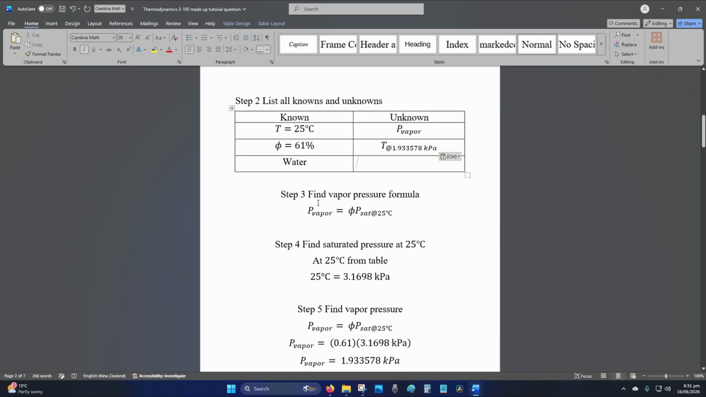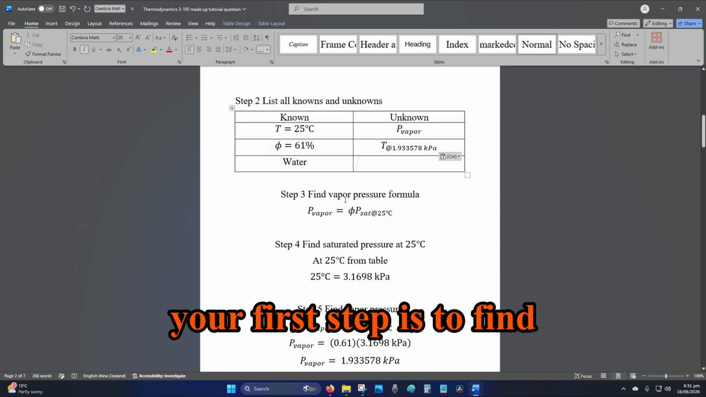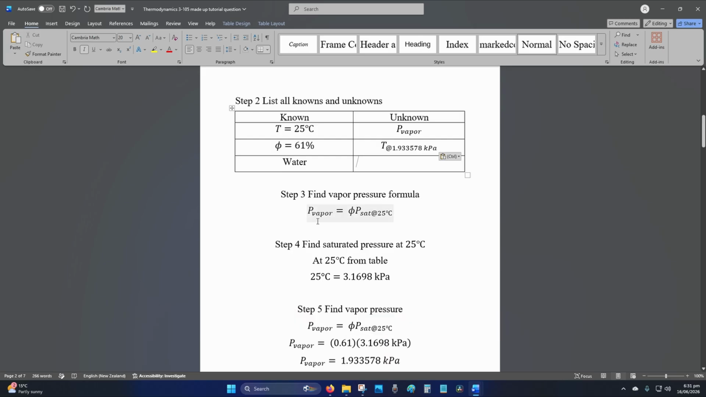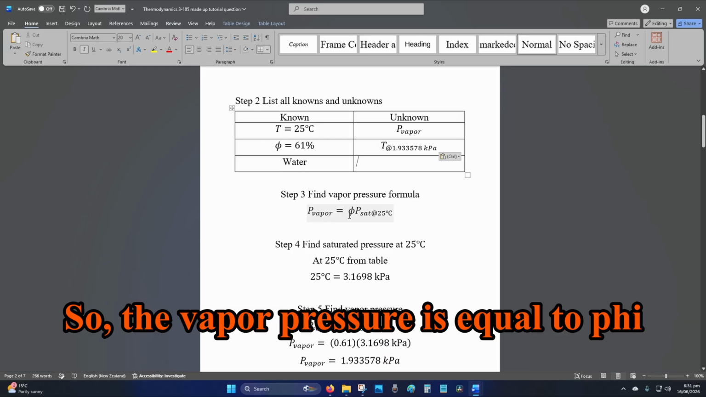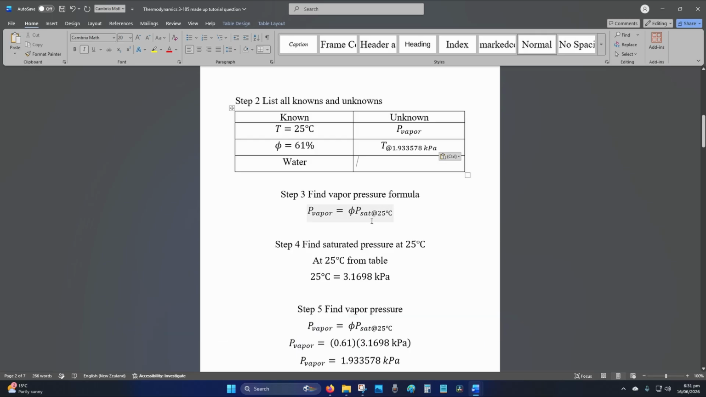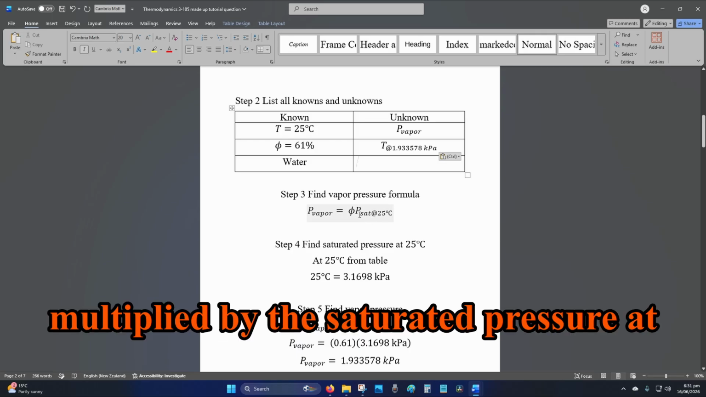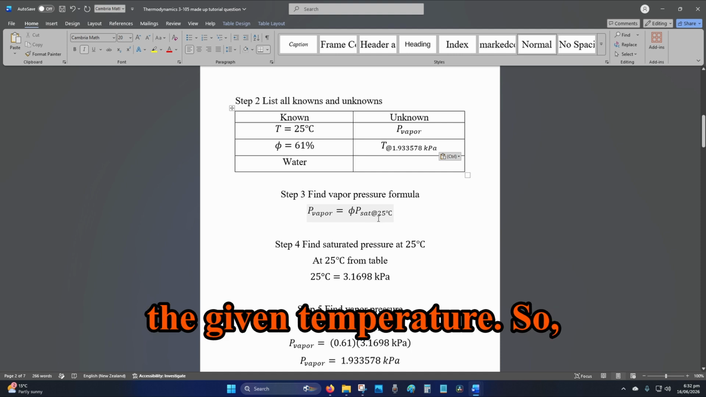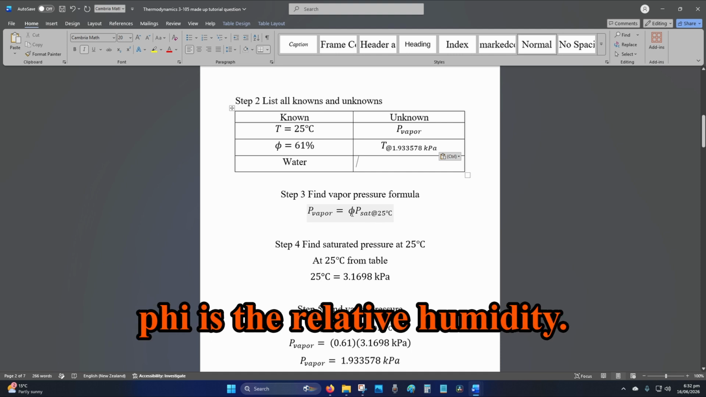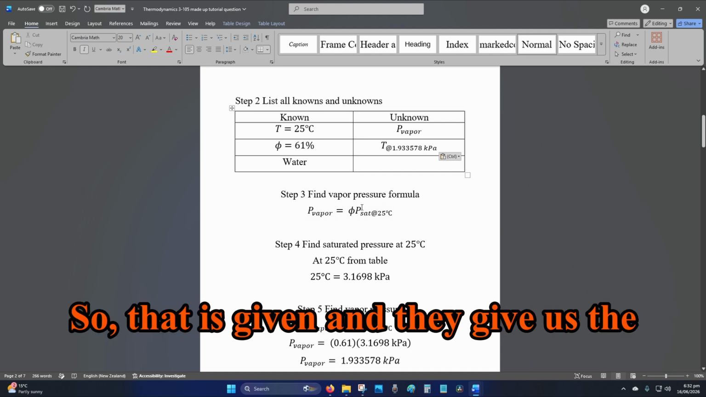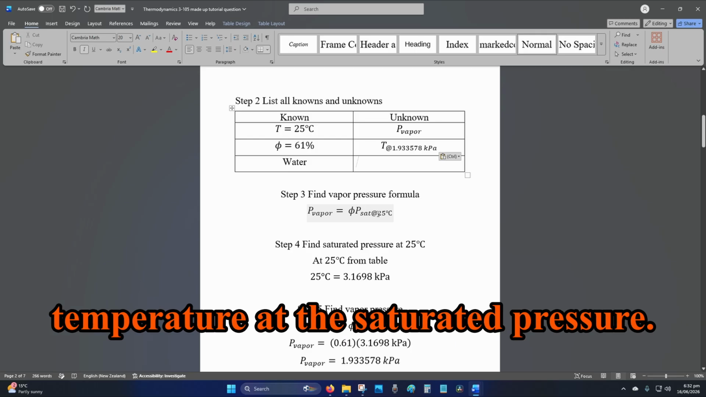So, your first step is to find the vapor pressure formula. So the vapor pressure is equal to phi multiplied by the saturated pressure at the given temperature. So phi is the relative humidity. So that is given. And they give us the temperature at the saturated pressure.